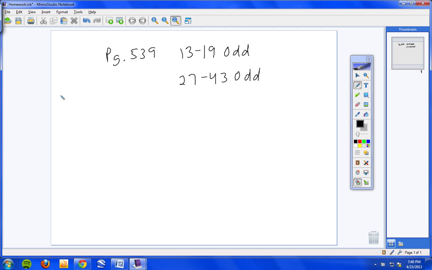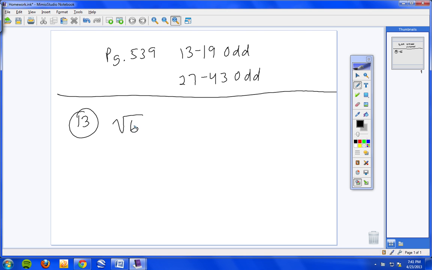All right, well, let's roll. 13 through 19, we're simply solving radicals and rounding to the nearest tenth. That's one decimal place. So number 13 is square root of 6. Grab my calculator, type in square root of 6, and you'll get 2.4494. We're rounding to the nearest tenth, so 2.4.